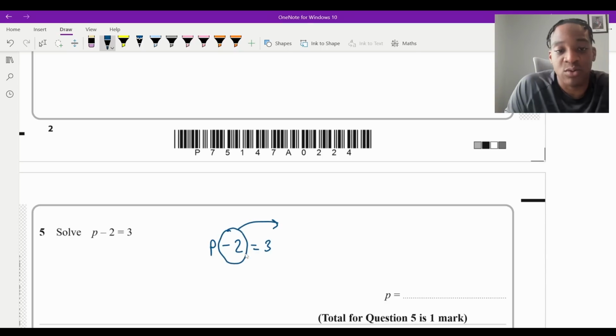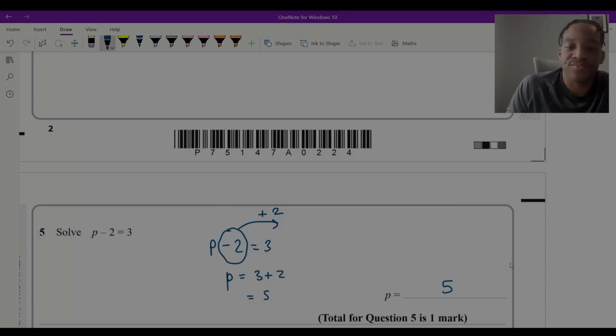And the way we do this is by doing the opposite. It's minusing at the moment, so I need to add 2 to both sides. So therefore, it's just going to be P is equal to 3 plus 2, which is just equal to 5. So therefore, P is equal to 5. And that is the first 5 questions finished.